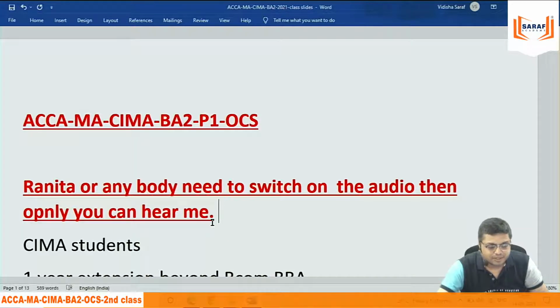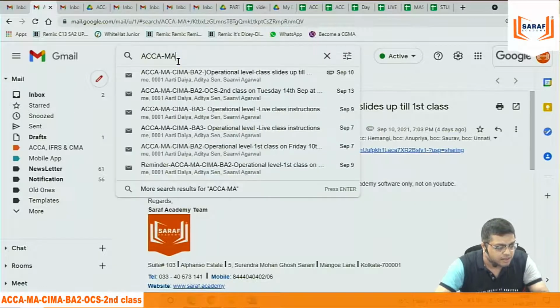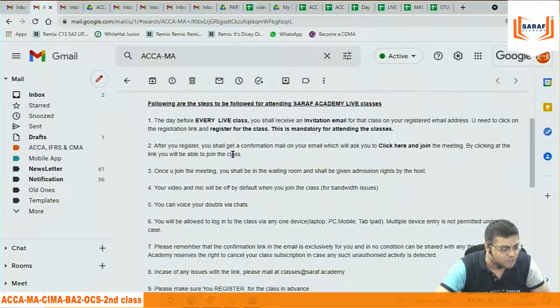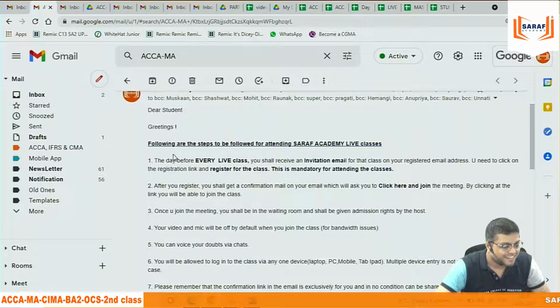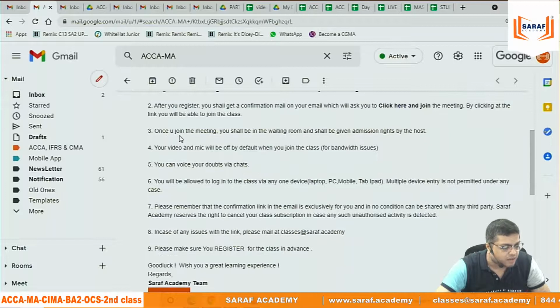This I have written in the instructions. If you see the live class instructions, the problem is that nobody wants to read. These instructions were given to all of you: the day before every class, a link will be shared with you. After you register, you will get a confirmation mail, then check in and join the meeting. Once you join the meeting, you will be in the waiting room, and your video and mic will be off for bandwidth. You can voice your doubts.